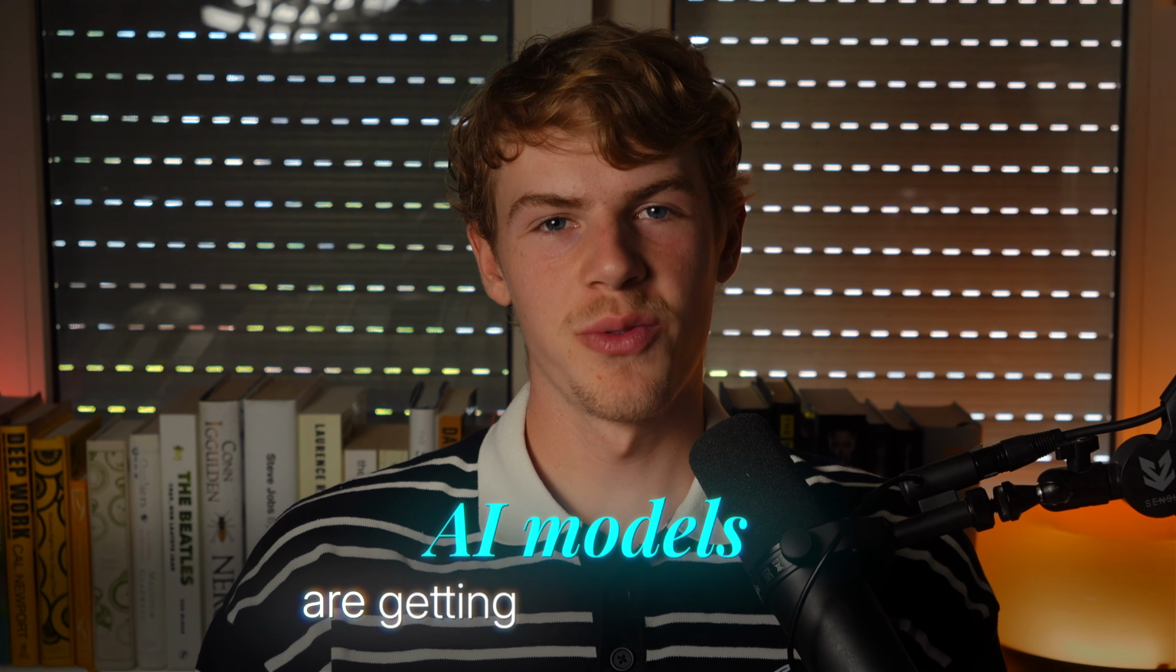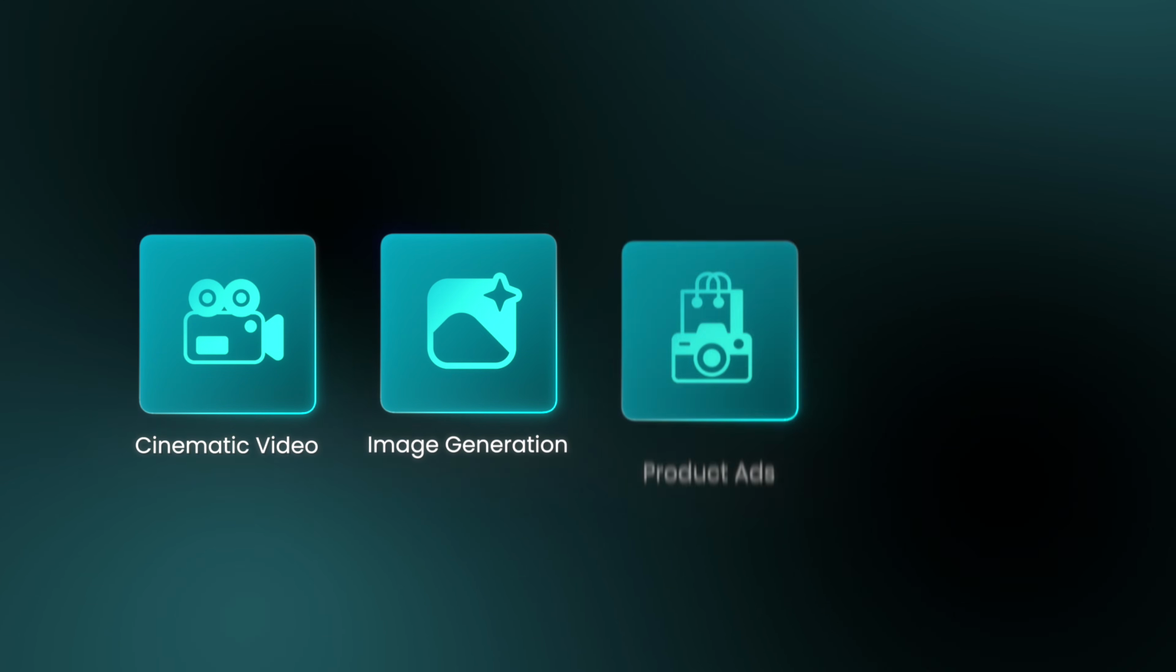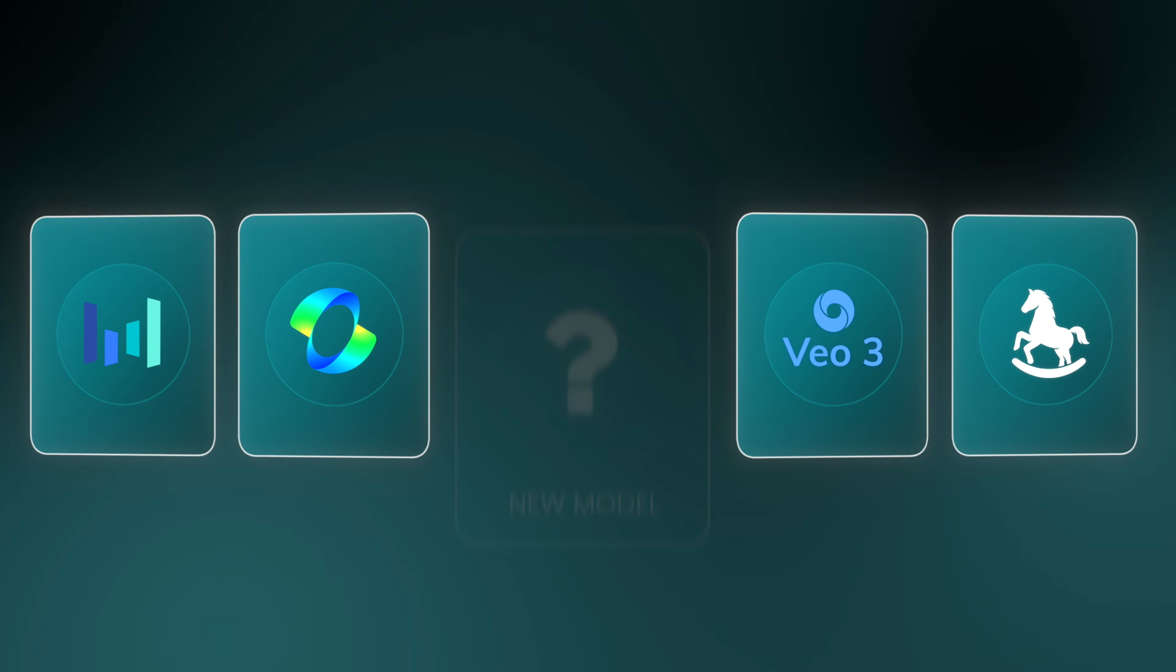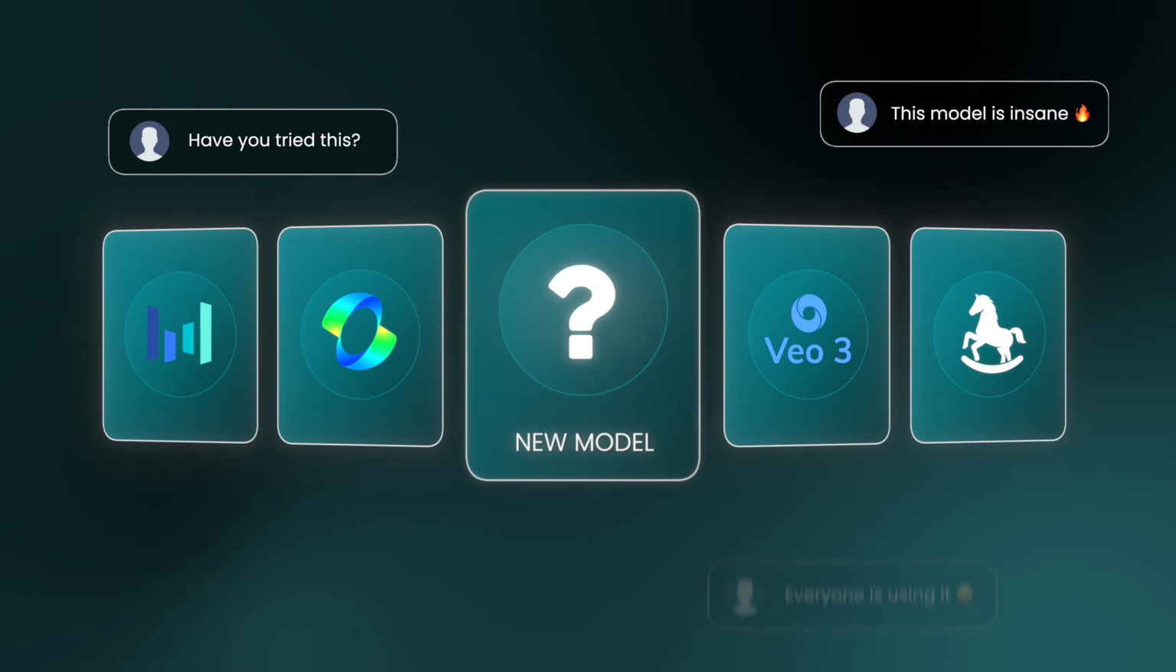AI models are getting ridiculously good. You have models for cinematic video, image generation, product ads, character creation, and everything in between. And every few weeks it feels like another model drops that everyone is suddenly talking about. The problem is, if you subscribe directly to every company or model you want to use, it gets expensive fast.